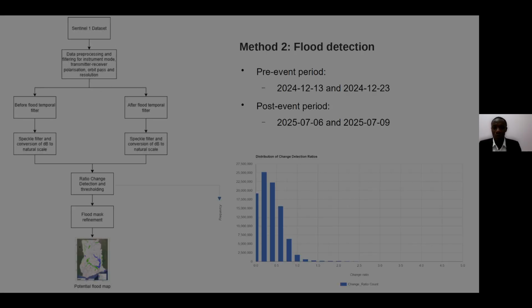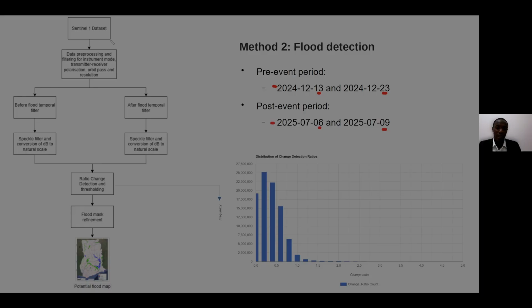And the flood detection was carried out using this method by first selecting the pre-event period and then the post-event period. The pre-event period between 13th and then 23rd of December 2024, and then the post-event period between 6th and then 9th of July 2025, last month. And these periods were selected because using the UMESAT web platform, we found that between this post-event period, there was so much precipitation covering or engulfing almost every part of Ghana. Whereas in the pre-event period, there was little to no rain in Ghana.